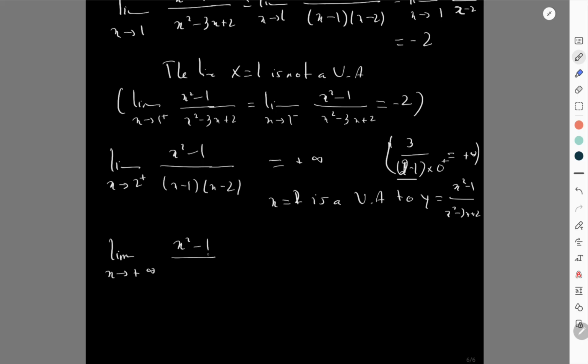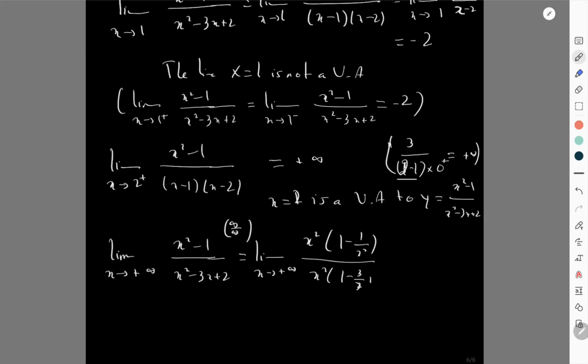I will do one of them, and the other one in that case is just the same. But in any case, you should do it. Now let me plug in. This is infinity over infinity, so it's an indeterminate form. Let me factor out the highest power of x on the top and the highest power of x on the bottom. 3 over x plus 2 over x squared.